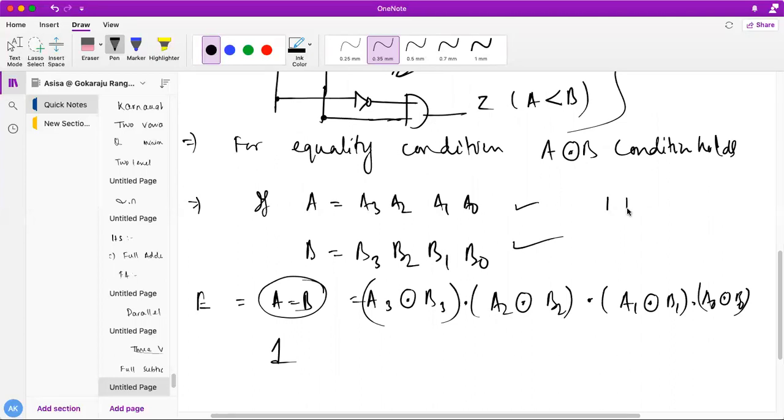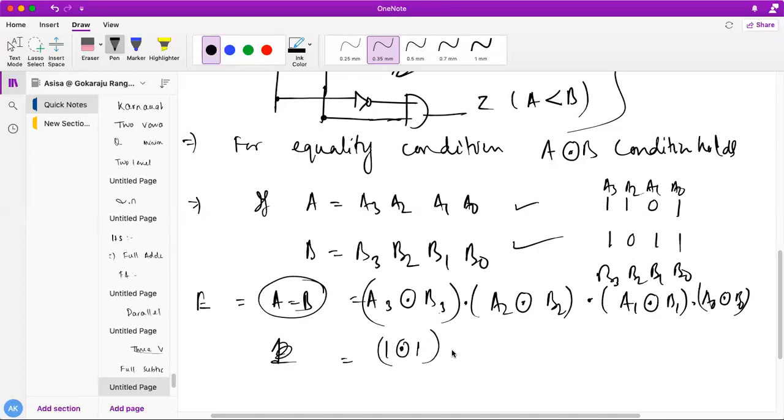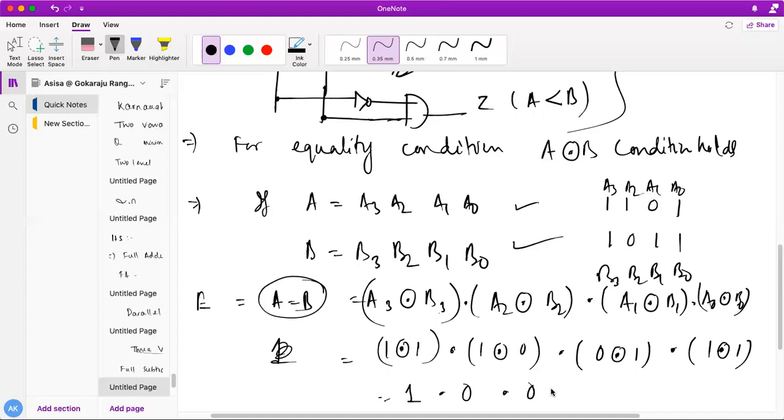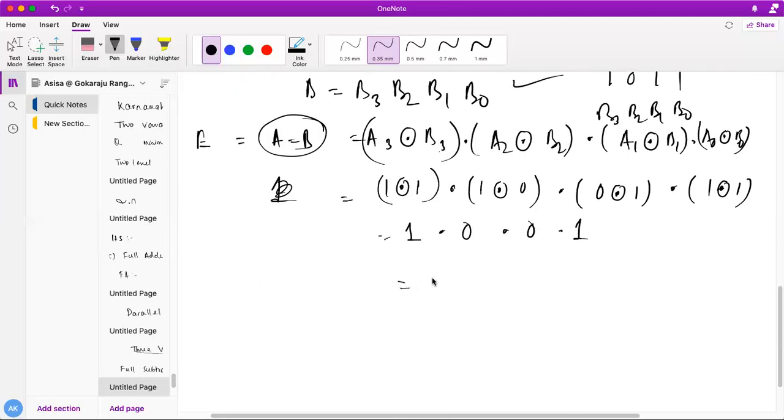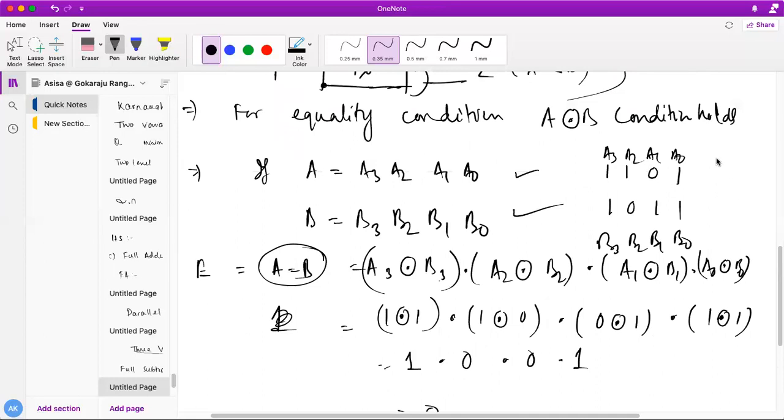So if you see, this is 1 1 0 1, and this is 1 0 1 1. So how do we get this? This is my A3, A2, A1, A0. This is my B3, B2, B1, B0. Obviously you see here A3 XNOR B3, 1 XNOR 1, and A2 XNOR B2, 1 XNOR 0, and A1 XNOR B1, 0 XNOR 1, and 1 XNOR 1. So what do we get? 1 XNOR 1 is 1, this is 0, this is 0, this is 1. So obviously I got 0. Why did I get 0? Because my 2 numbers are not equal here.